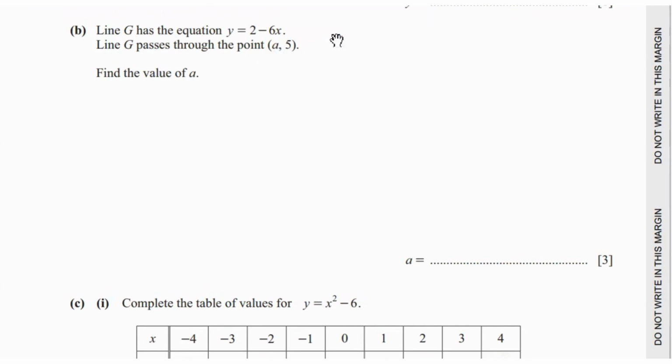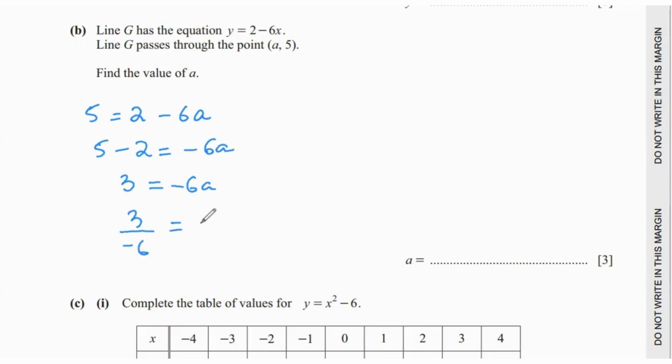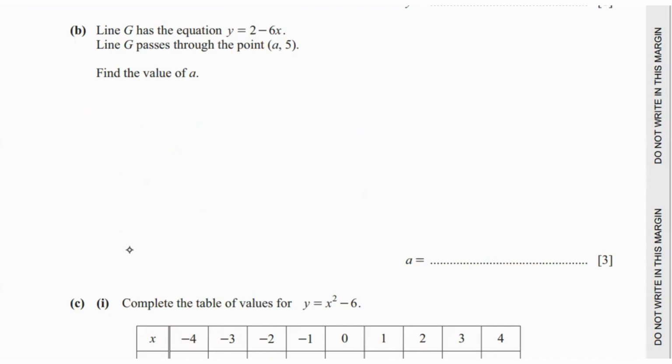Line G has the equation y equals 2 minus 6x. Line G passes through the point (a, 5). Find the value of a. So just substitute the coordinates in the line. y would be 5 and x would be a. So 5 equals 2 minus 6a. 5 minus 2 equals negative 6a. 3 equals negative 6a. 3 over negative 6 equals a. So negative 1 over 2 is a. That is your answer.